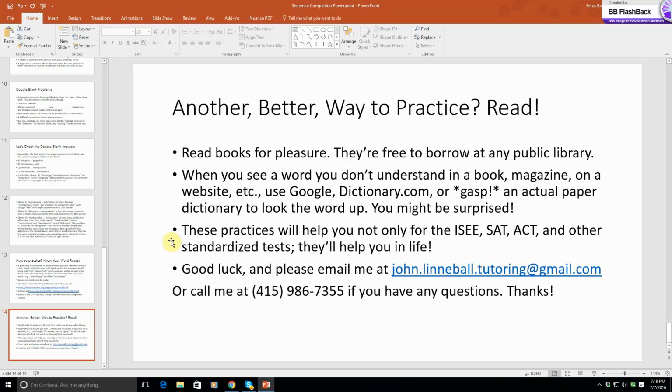Okay, so these practices will help you not only for the ISEE, the SAT, the ACT, and other standardized tests, they will help you in life.